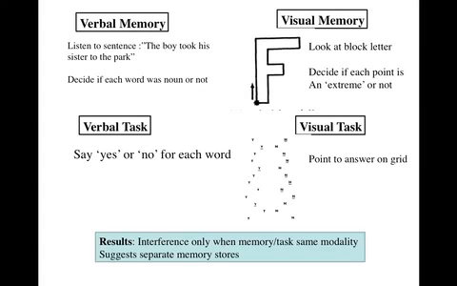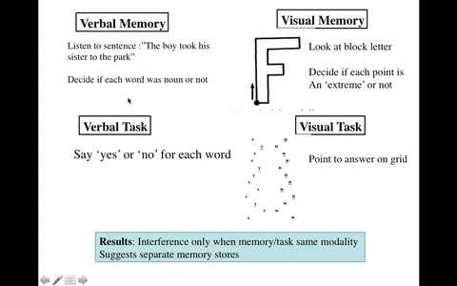So let's see what these look like. A person might have to do a verbal memory task, listen to a sentence, and then decide if each word was announced. So you're thinking about the sentence. Or they have to do a visual memory task, in which case, here's a letter, and you have to do something with that letter in memory. And then they had to either do a verbal kind of response, where you say yes or no to the question, or point to an answer on a grid. And you could have a verbal memory task and then have to do this verbal procedure, or you could do a memory task and do the visual procedure, or vice versa.